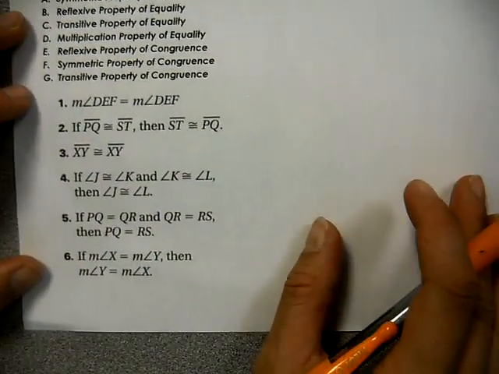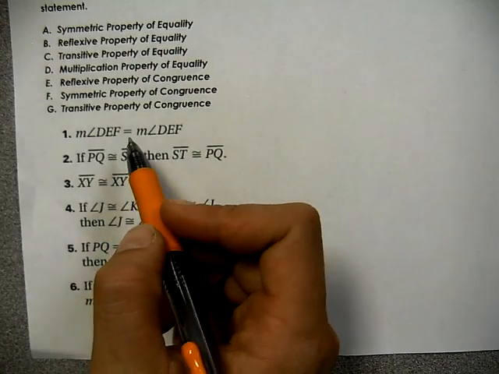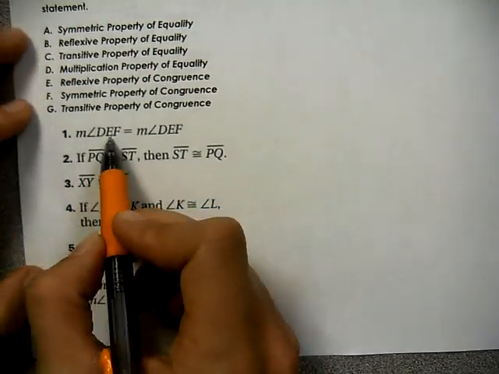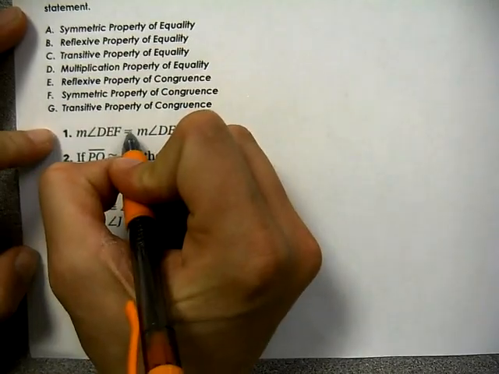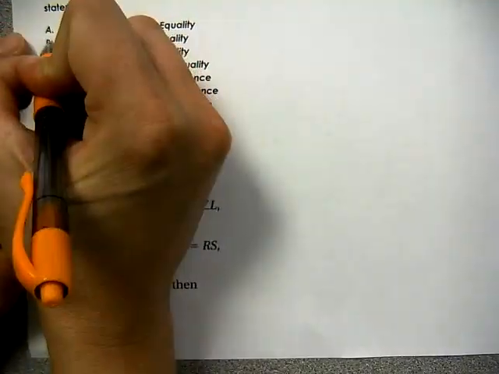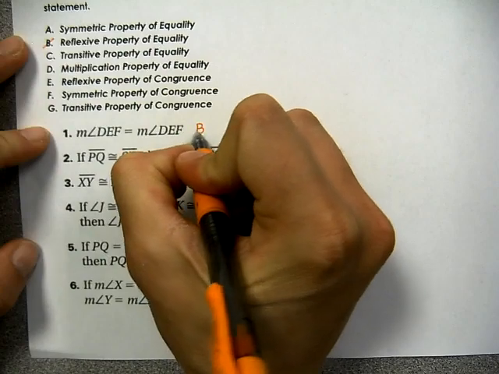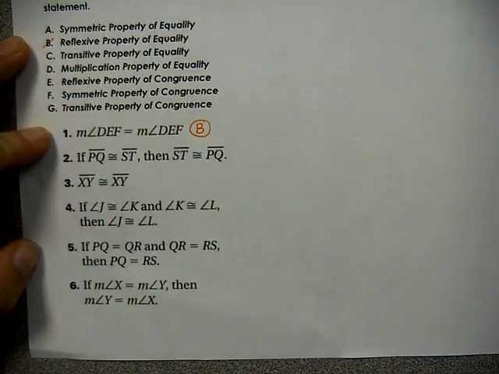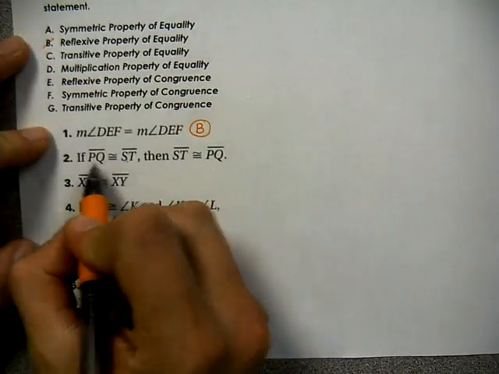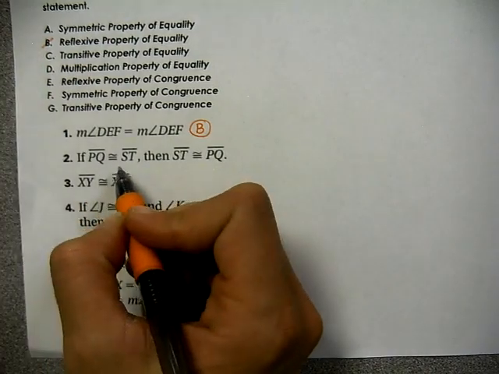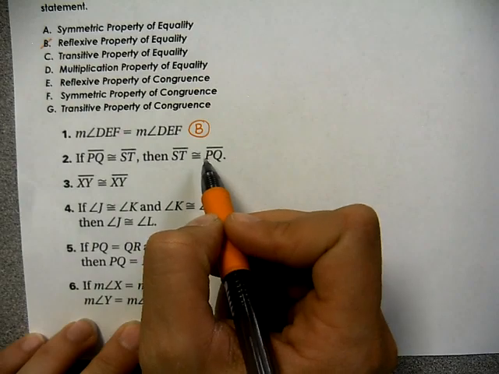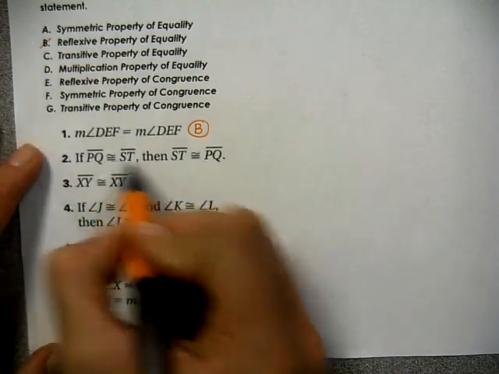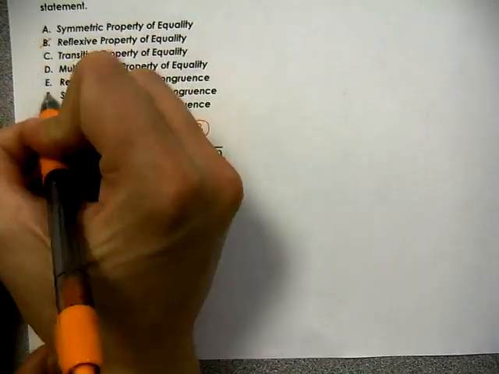All right. Now that you've tried this on your own, I'll talk through my thought process. I have the measure of an angle is equal to itself. That's reflexive property. Because it's equality, I know it's property of equality. So reflexive property of equality would be number one. Number two, I have two congruent segments, but they're different congruent segments. When I write it the other way, I switch sides. So that would be symmetric property. Again, it's congruent, so I'm thinking symmetric property of congruence.